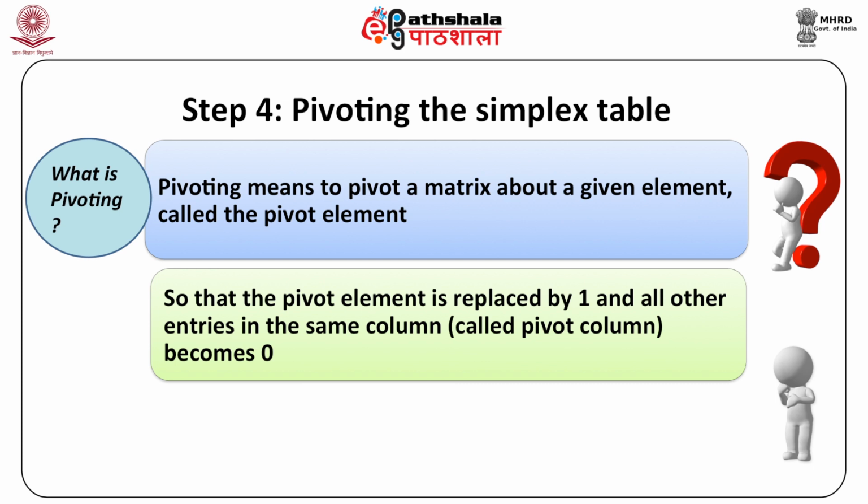Pivoting the simplex table. What is pivoting? To pivot a matrix about a given element, called the pivot element, is to apply row operations so that the pivot element is replaced by 1 and all other entries in the same column, called the pivot column, become 0. More specifically, in the pivot row, divide each entry by the pivot element, which we assume to be not 0, and obtain 0 elsewhere in the pivot column by performing row operations.